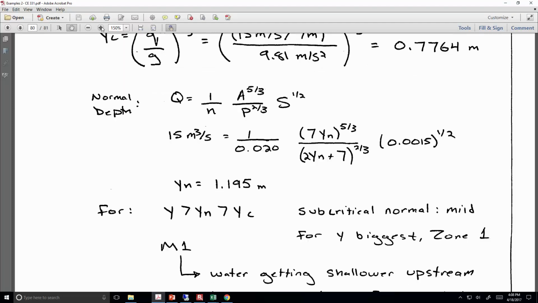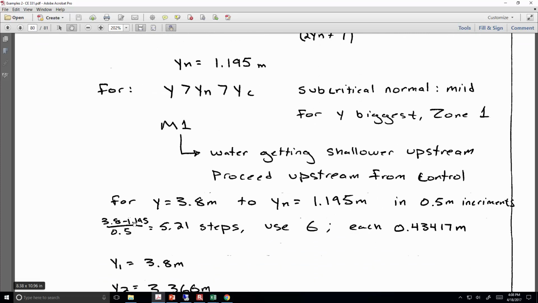The reason why it's that step distance is we're starting at the broad-crested weir where it's 3.8, and we're going to keep measuring until the water becomes the normal depth, which is 1.195. So that's the overall elevation of water difference, and we can only do it at 0.5 meter increments. That would mean 5.2 steps, but there's no such thing as 21% of a step, so we'll round it up to 6, which is that same difference in water depth divided by 6 gives us that number.